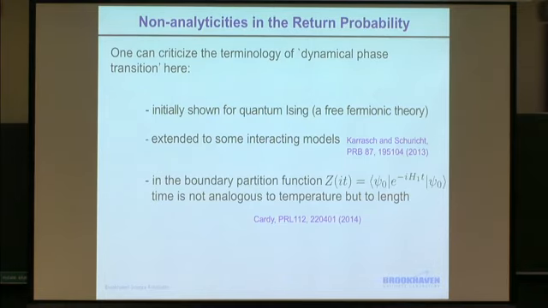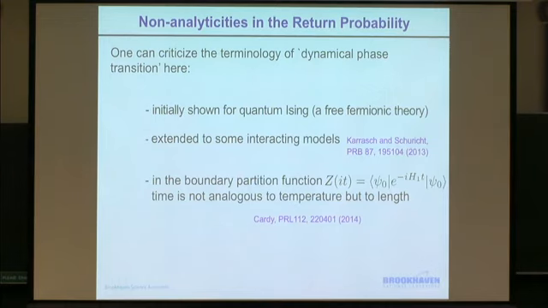You can, as has been done several times in this workshop, criticize this terminology of dynamical phase transitions. One ground you can criticize is that it was only initially shown for what was basically a free fermionic system. However, shortly after the initial Heyl et al. paper came out, Dirk Schuricht and Christoph Karrasch looked at interacting versions of Ising models and showed that these non-analyticities also appeared if and only if you crossed a phase boundary.